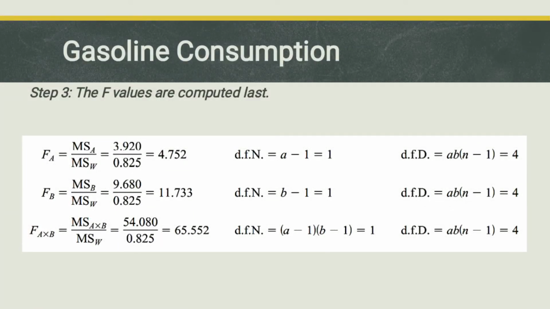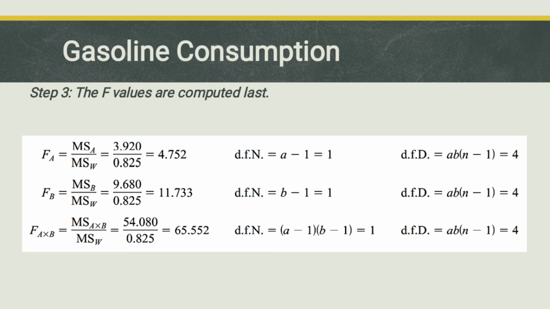The f values are computed last. To get the f value for factor A, we will just divide the mean square for factor A by the mean square within error, so we get 4.752, and our degrees of freedom numerator is 1 and degrees of freedom denominator is 4. Same with the f value for factor B, we will divide the mean square for factor B by the mean square within error, so we get 11.733. And our degrees of freedom numerator is 1 and degrees of freedom denominator is 4.